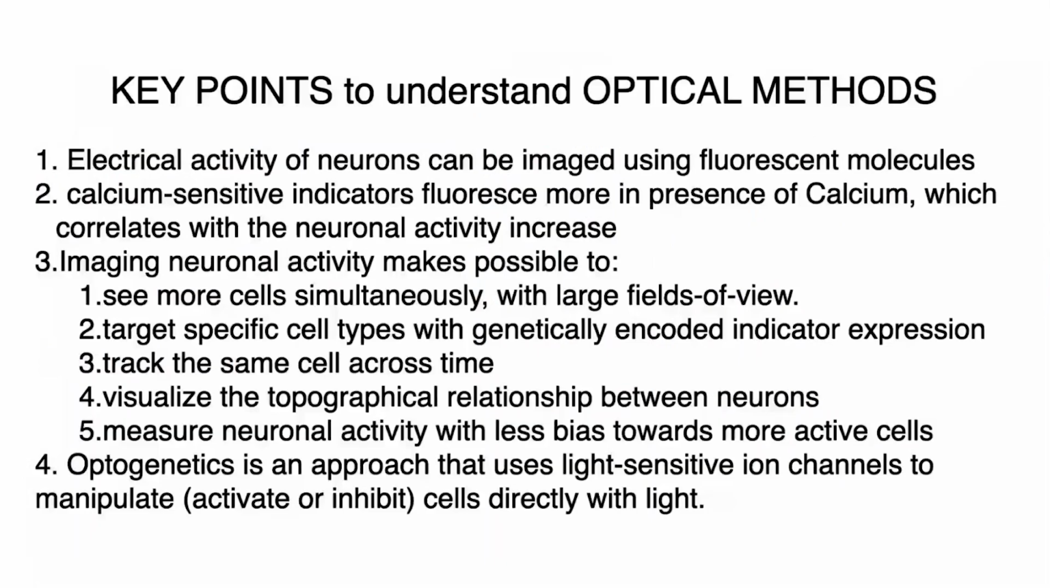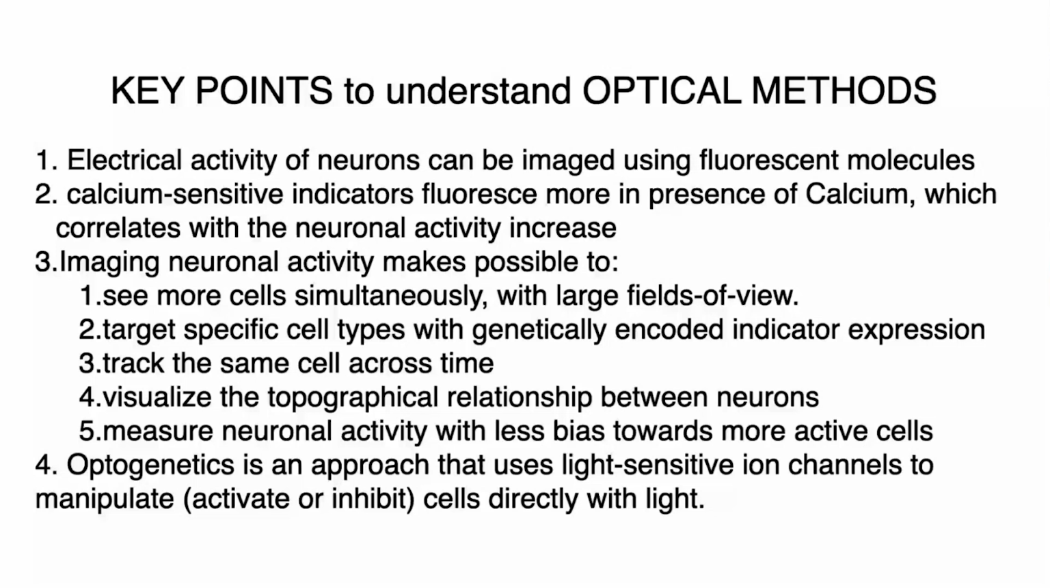And I just want to conclude with the key points to understand the optical methods, which is that the electrical activity of neurons can be imaged using fluorescent molecules, that calcium-sensitive indicators fluoresce more in presence of calcium, which correlates with the neuronal activity increase, that imaging neuronal activity makes it possible to see more cells simultaneously with a large field of view, to target specific cell types by genetically encoded indicator expression, to track the same cell across time, to visualize the topographical relationship between neurons, and to measure neuronal activity with less bias towards more active cells.